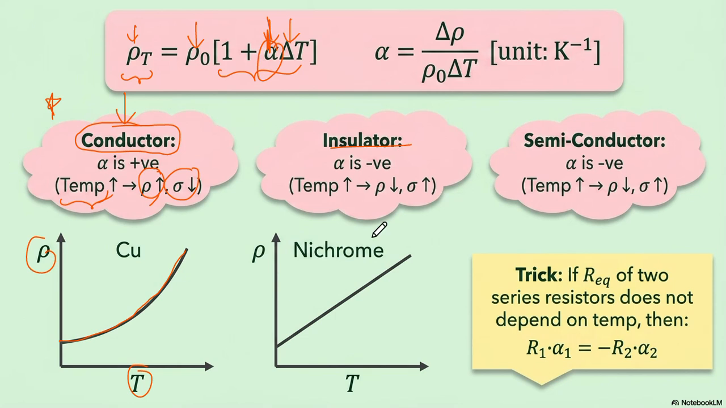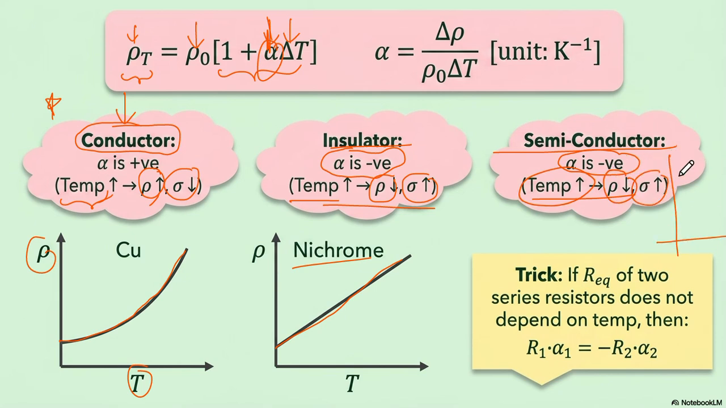In case of an insulator, the graph is like this. For example, this is a graph of nichrome. Temperature increases, resistivity decreases, and the conductivity increases. And in case of a semiconductor, one more thing, the alpha value is negative, as well as for an insulator, and the result is also the same for both. Temperature increases, resistivity decreases, but conductivity increases. In the graph of the semiconductor, resistivity versus temperature is decreasing. Only in this insulator, the graph is like this, a linear curve.